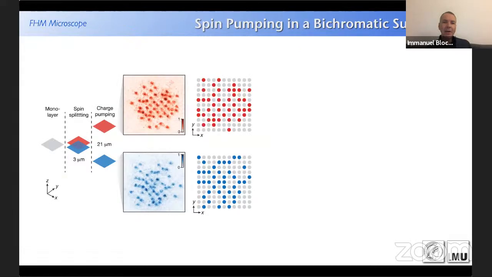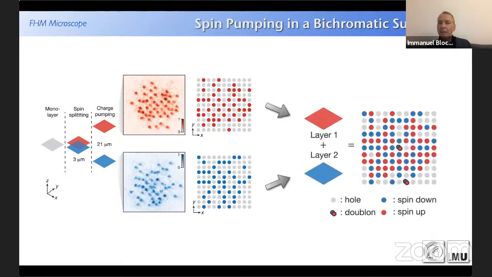So here's the upper layer showing you the spin up atoms. Then the lower image is the spin down particles. And by putting them together, we get the full configuration of the system. So now we get a full map of the 2D system, knowing where the spin downs are, where the spin ups are, where the doublons are, where the holes are.